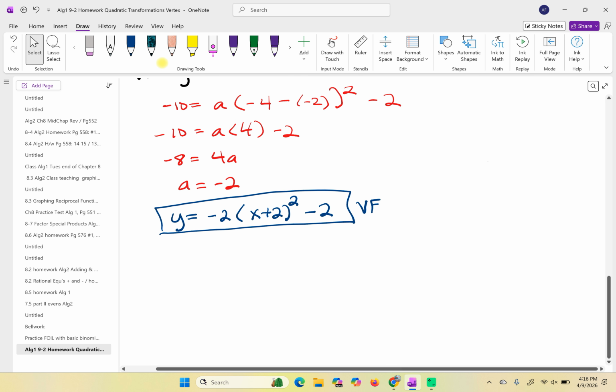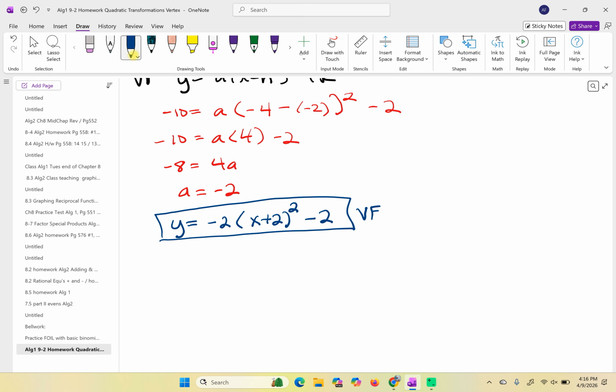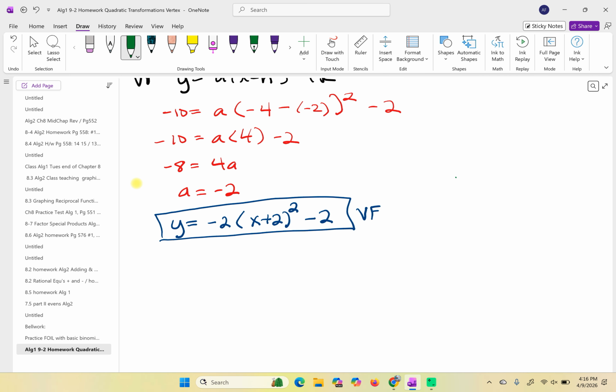And if we keep doing math on this equation in vertex form, we will arrive at standard form. So y is equal to -2. You want to work with the exponents first. PEMDAS is applying now. So x plus 2 squared is x squared plus 4x plus 4.